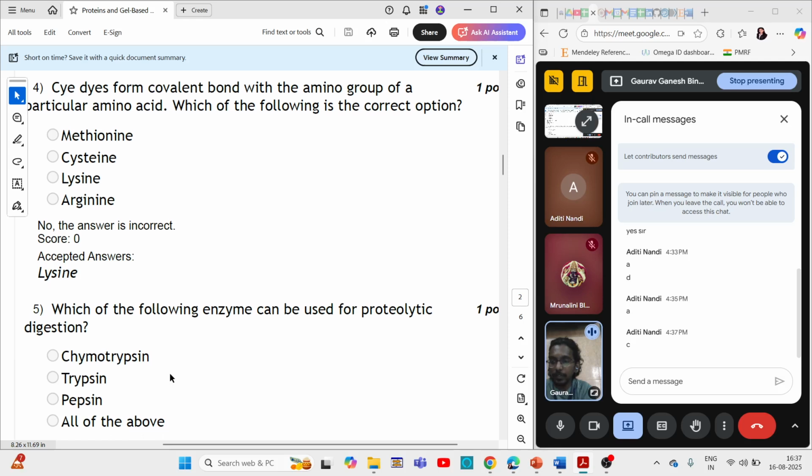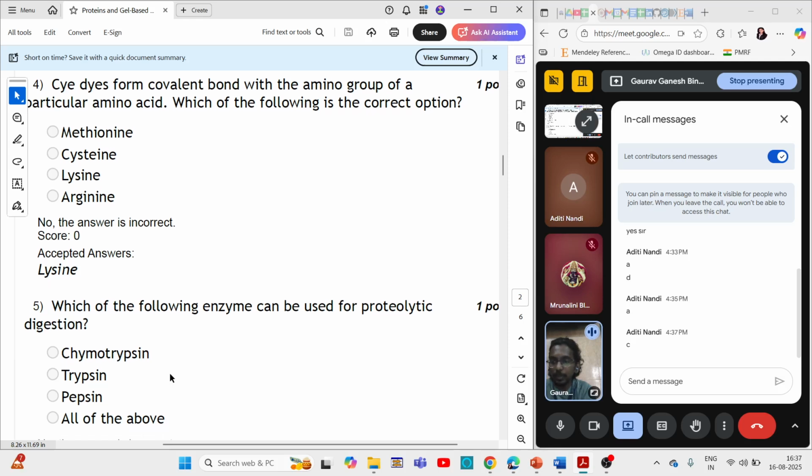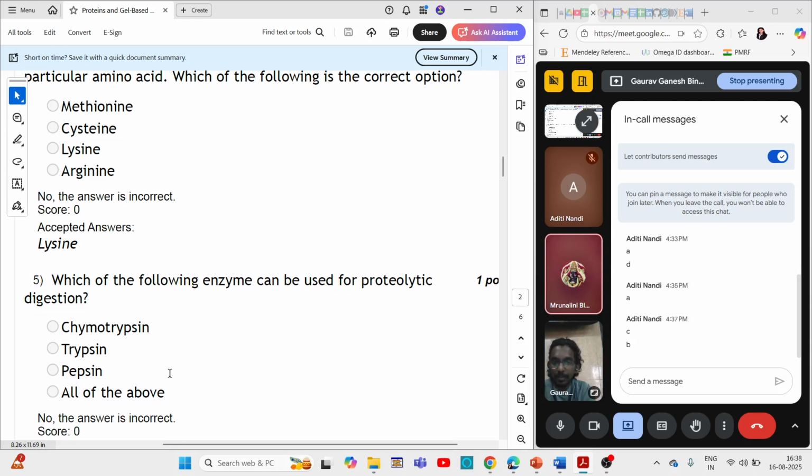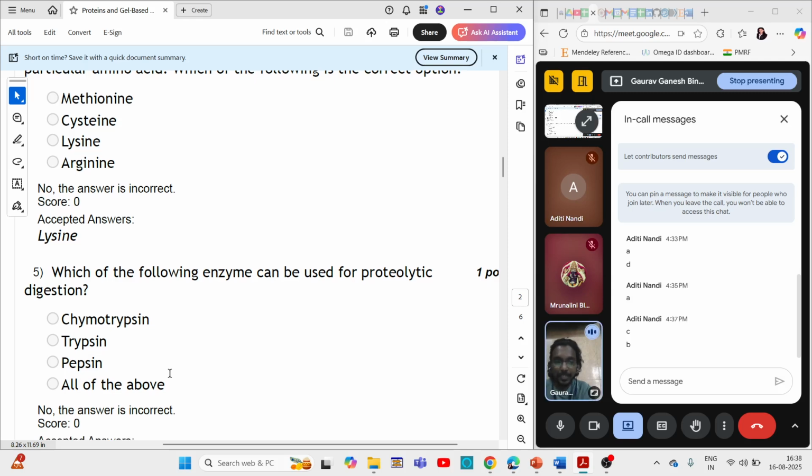Okay. So which of the following enzymes can be used for proteolytic digestion? Chymotrypsin, trypsin, pepsin, or all of the above? All of the above. Okay, Mrunalini. C, B.